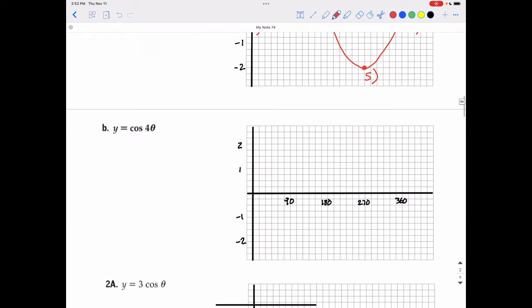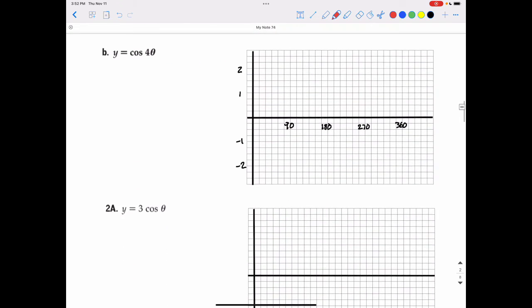We can do cosine very similar to that. We look for the amplitude, and the amplitude is equal to 1. It's that 1 right there. The period is going to be 360 divided by the b value. The b value in this case is 4. It has a 90-degree period, so it's going to repeat itself every 90 degrees. So it's going to rapidly repeat itself.